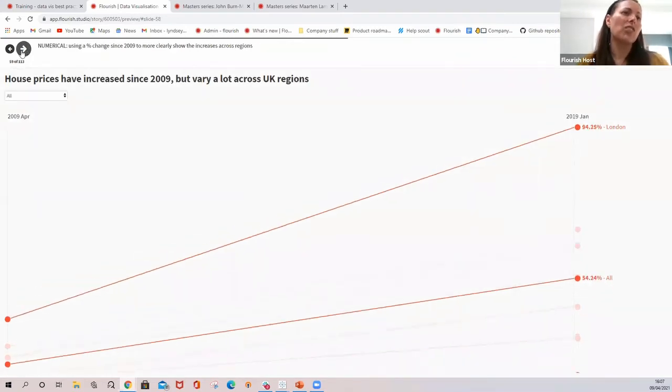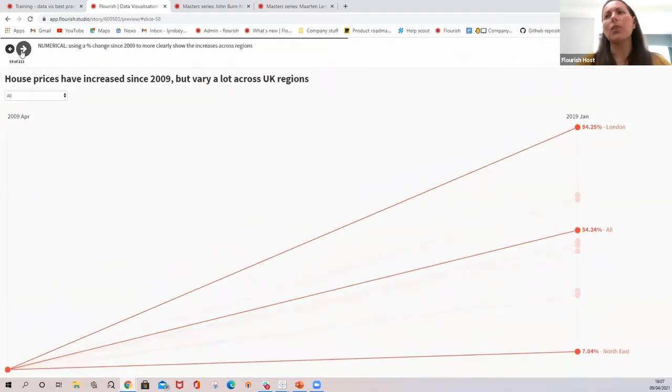And we might want to change this to a different metric. So this is looking at the percentage change rather than the actual house price level. And so switching between the metrics might tell us something else. And here we can see that, again, London's gone up a lot, but because it's from a higher base, the percentage change is actually higher on average as well. So just swapping between these different metrics might tell a slightly different story.